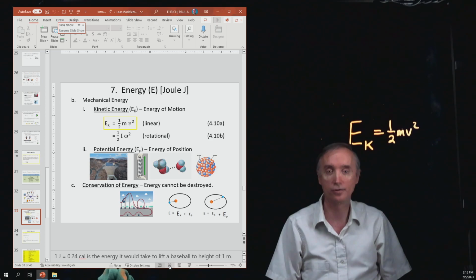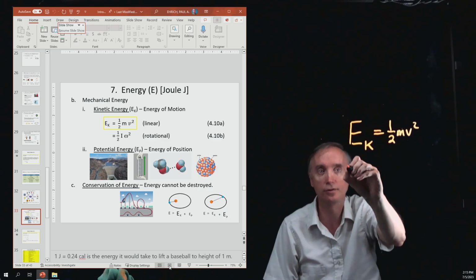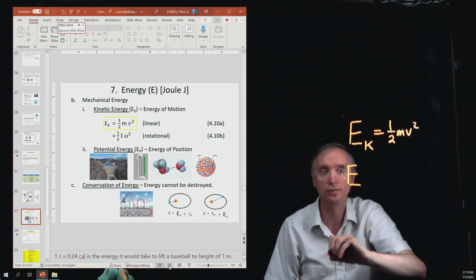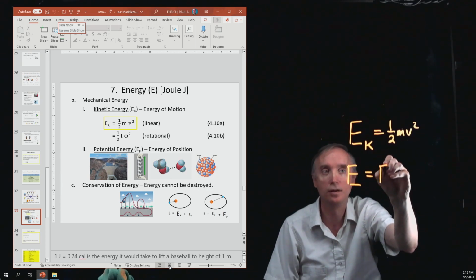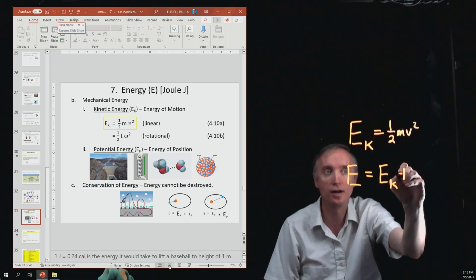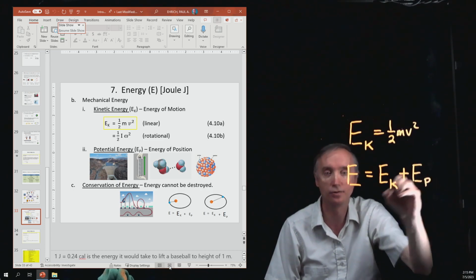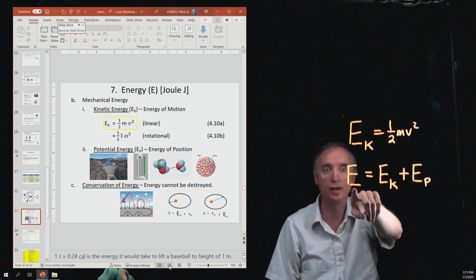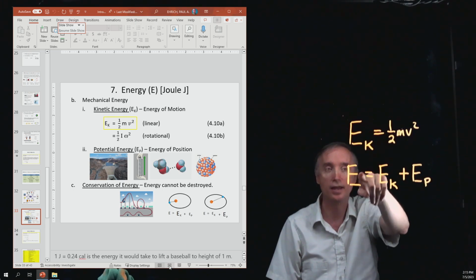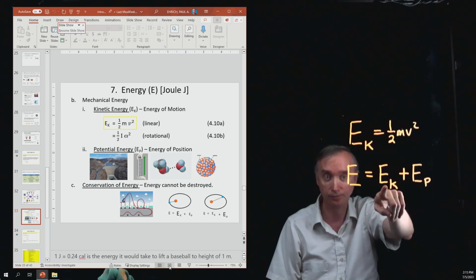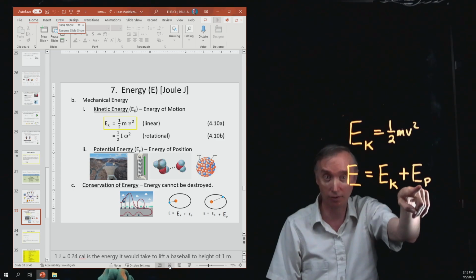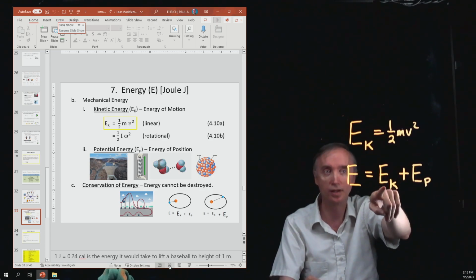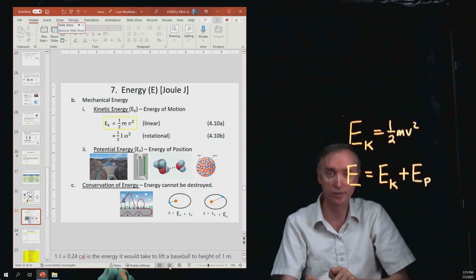Okay, conservation of energy, very, very important. So that the total energy E of a system is going to be equal to the sum of its kinetic energy plus its potential energy. So that if the total energy doesn't change, and if the kinetic energy gets smaller, the potential energy has to get bigger in order to compensate. If the potential energy gets smaller, the kinetic energy has to get bigger in order to compensate.